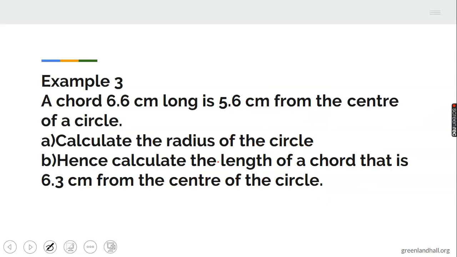Another example is this. Example 3. A chord 6.6 centimeters long is 5.6 centimeters from the center of the circle. A, calculate the radius of the circle. B, hence, calculate the length of a chord that is 6.3 cm from the center of the circle. These are the two questions.